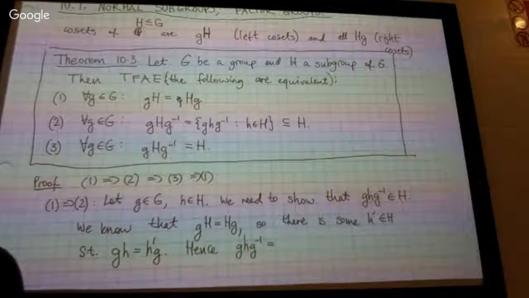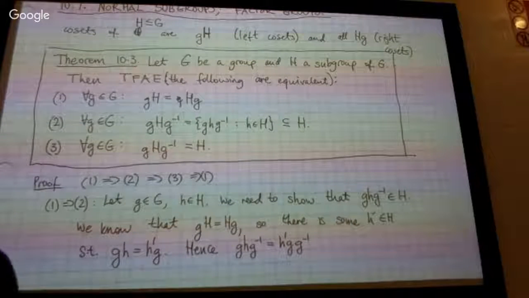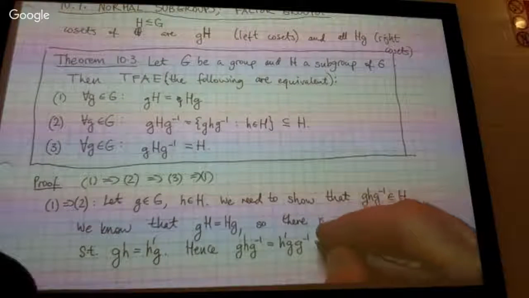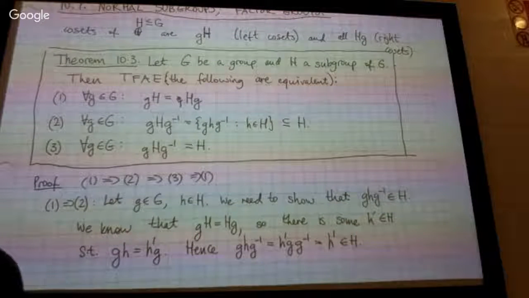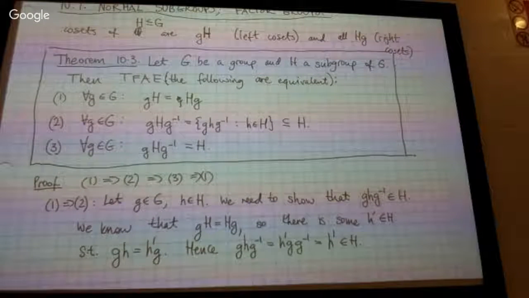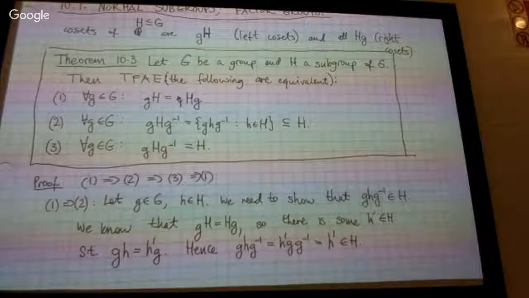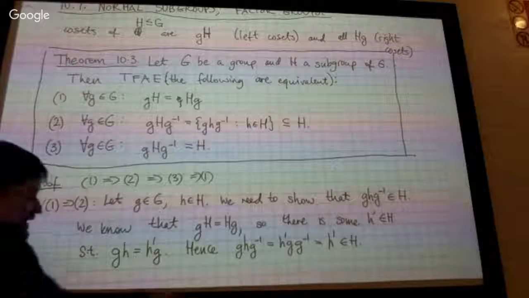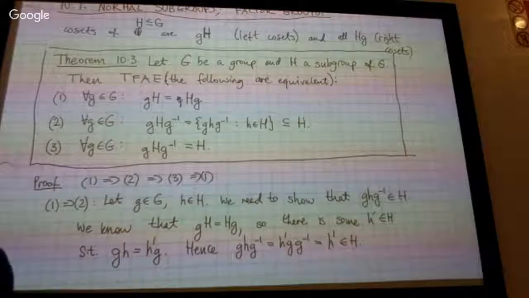Now GH is H dash G, and this is all still multiplied by G inverse. Now, G times G inverse is the identity, so this is H dashed, and this is in H. And that's it. So it actually turns out that the product GHG inverse is equal to that witness that we have here. That's the proof.